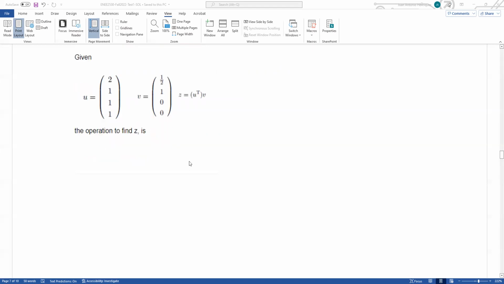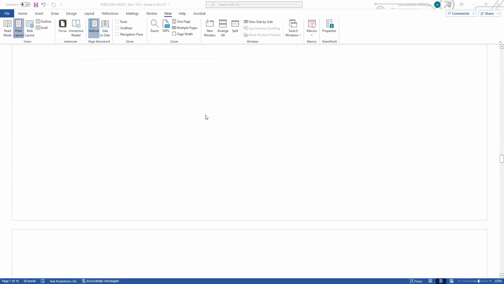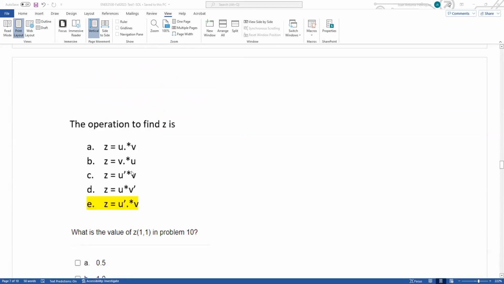So whether you interpreted it as a one-by-one element multiplication or just a straight matrix multiplication, either way you got credit. And if you interpret it either way, if you choose C or E, you get credit for that. As you can see, those are the only two possible choices because those are the only ones that include the transpose command in MATLAB, right? So if you chose C or D or E, you got the problem correct.